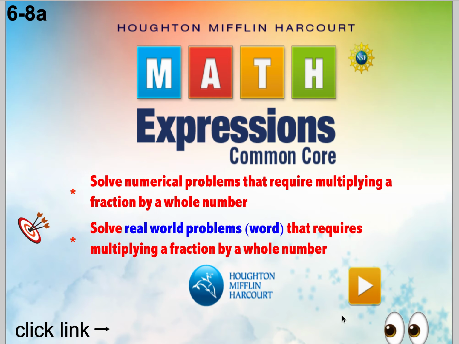And today's activity in 6-8 comes from Houghton Mifflin Harcourt's Math Expressions, and it's pretty much a review of what we did last week. So here are our two targets today, Superstars. First, we're going to solve numerical problems that require multiplying a fraction by a whole number. This is what we started last week. And then we're also going to solve word problems, sometimes called real-world problems, that require multiplying a fraction by a whole number. Again, these are two things that we did last week.